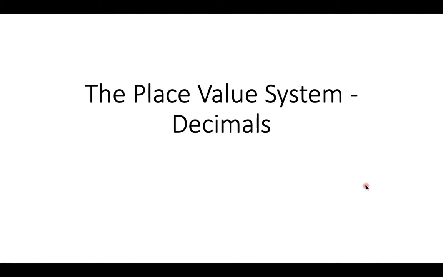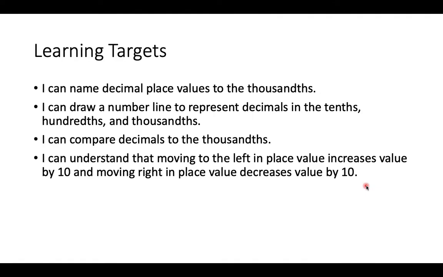Okay, so this is a place value system, and we're going to start to talk about decimals. Here are our learning targets. I can name decimal place values to the thousandths. I can draw a number line to represent decimals in the tenths, hundredths, and thousandths. I can compare decimals to the thousandths, and I can understand that moving to the left in place value increases value by 10, and moving right in place value decreases value by 10.